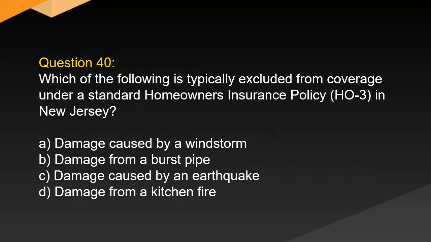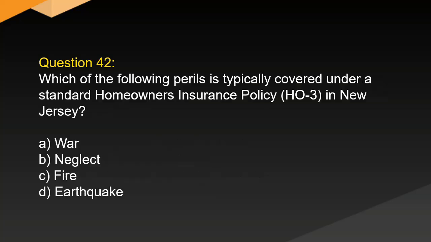Question 40. Which of the following is typically excluded from coverage under a standard homeowners insurance policy, HO3, in New Jersey? A. Damage caused by a windstorm. B. Damage from a burst pipe. C. Damage caused by an earthquake. D. Damage from a kitchen fire.